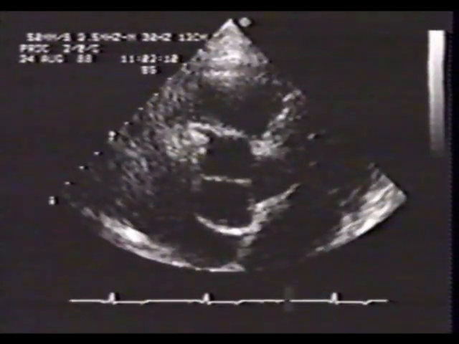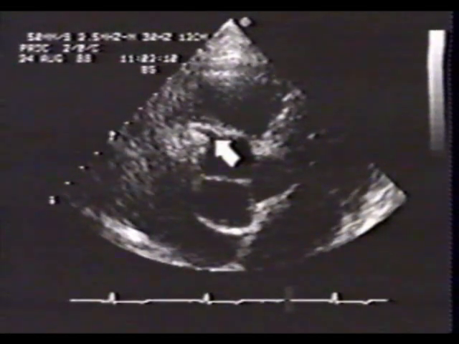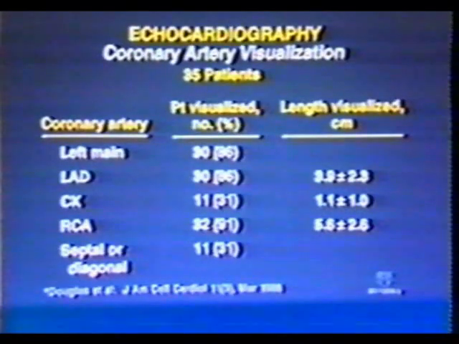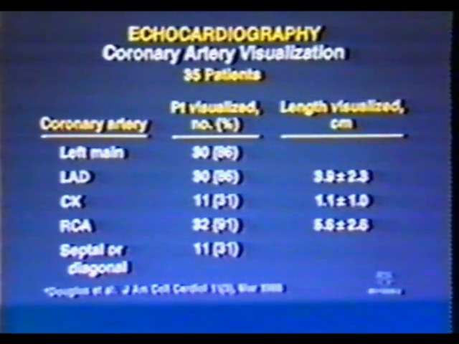Now the transducer has been tilted to image the ostium and very proximal portion of the right coronary artery. Dr. Douglas and her colleagues at the Hospital of the University of Pennsylvania recently conducted a feasibility study for coronary artery imaging in 35 patients. They utilized an instrument equipped with an annular array transducer and a cine loop. This table summarizes the percentage of patients in whom the various coronary artery branches could be imaged and the mean length of the visualized segments.